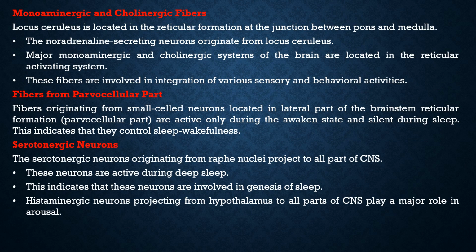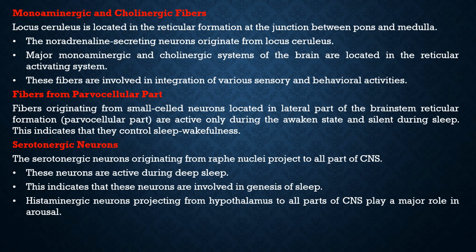And the next component is monoaminergic and cholinergic fibers. The locus coeruleus is a part located in the reticular formation at the junction between the pons and medulla. From this locus coeruleus, noradrenaline, that is NA, norepinephrine secreting neurons will originate. Major monoaminergic and cholinergic systems of the brain are located in the reticular activating system. These fibers are involved in integration of various sensory and behavioral activities of the person.